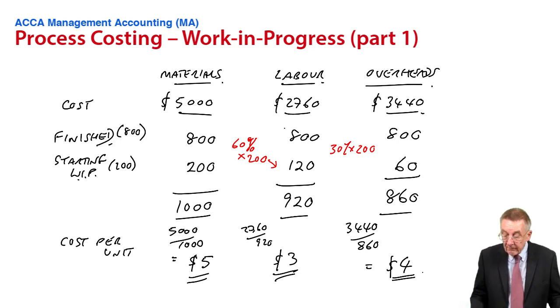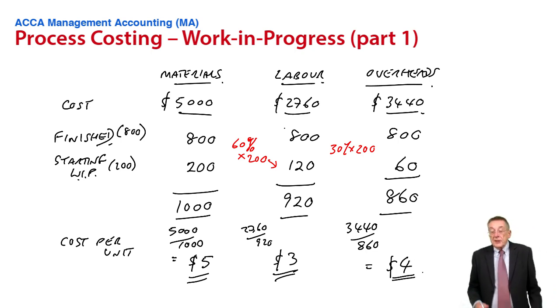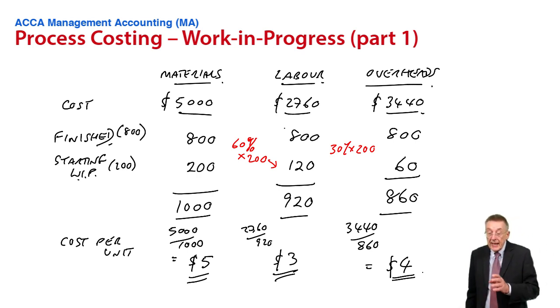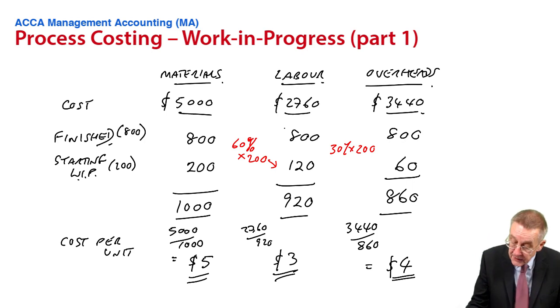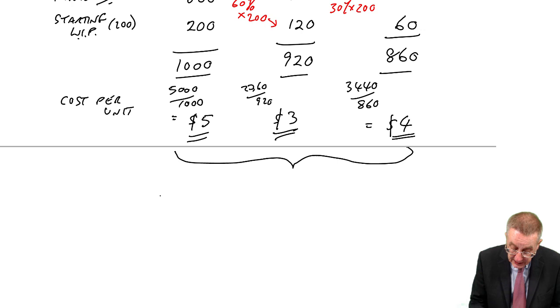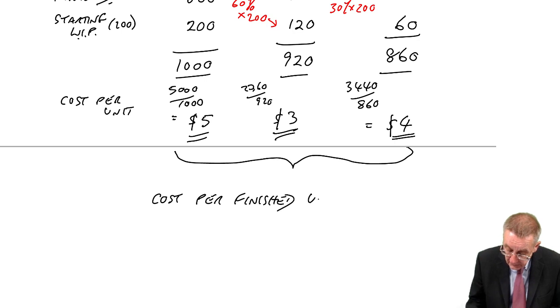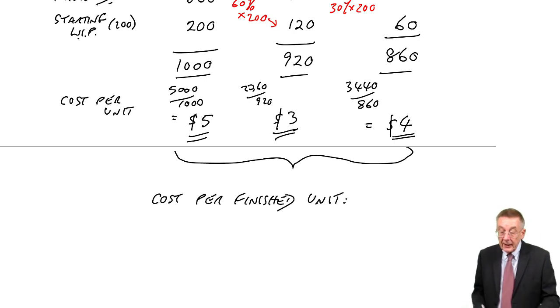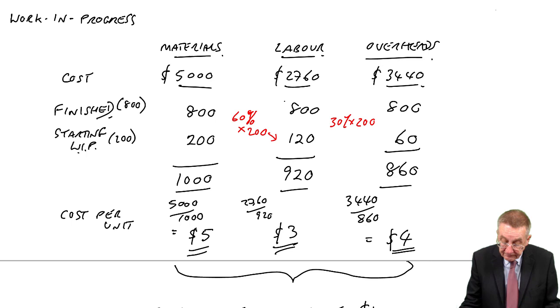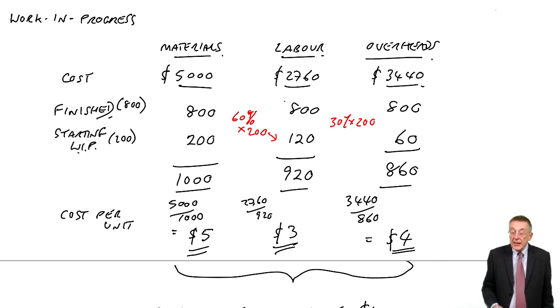$4. So a finished unit, we say, costs $5 for materials, $3 for labour, $4 for overheads. And therefore the total cost of a finished unit, add them together, $5, $8, $12. Now, before I do a bit more, just one bit of terminology.